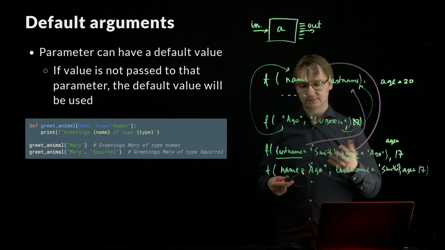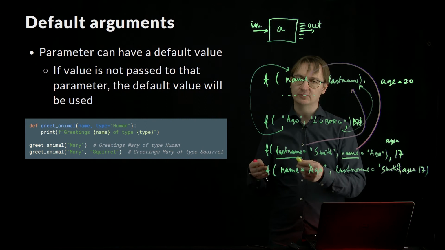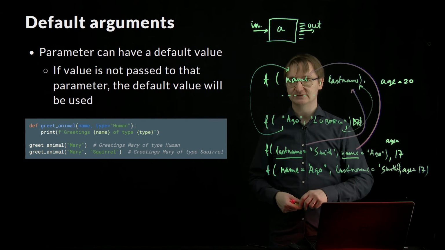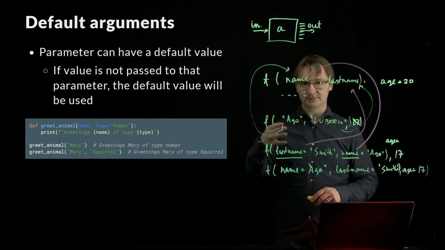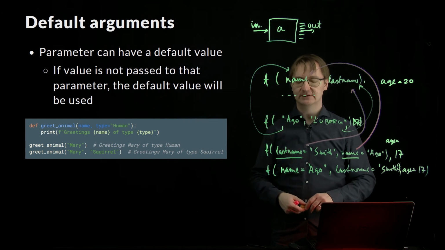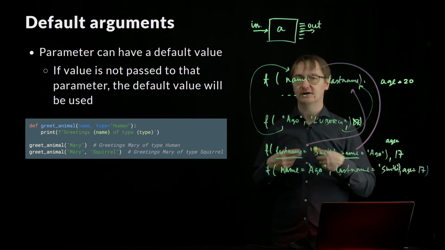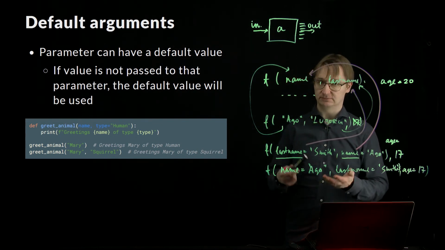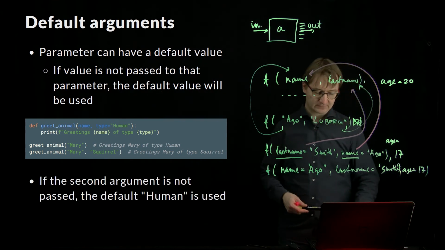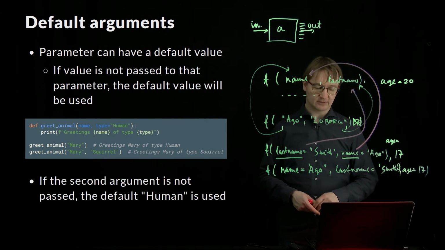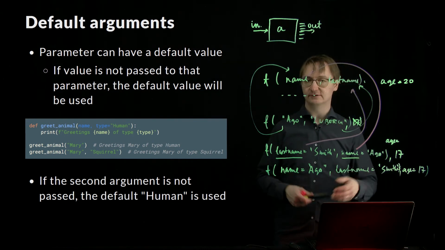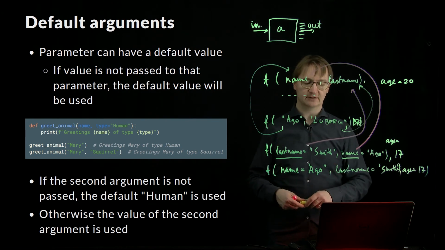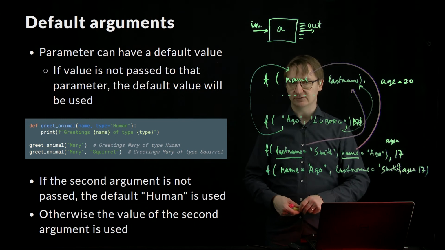Usually the reason we would use it is that in most cases, let's say in this example, we do greet humans. So there's no point in passing human every time we call this function. So in this case we will say that the default value for the type is human, but in some cases we maybe have some other creatures also in our program. So if the second argument is not passed, we will use the default human, and if we want to specify, then we can do so by passing the second argument for this function.